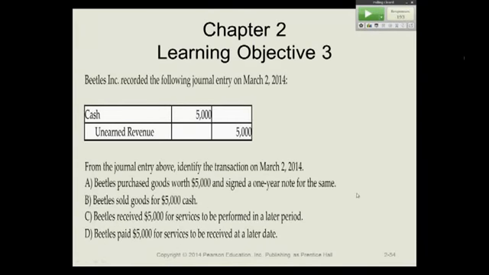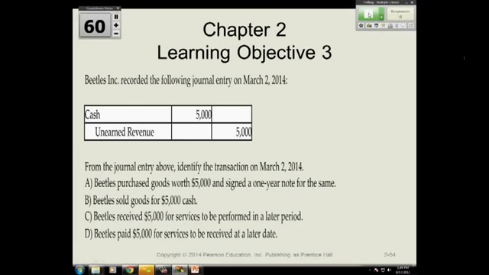All right, so we have a company now, Beatles Inc., makes the following entry, and I want to know, they debit cash, credit unearned revenue, and I want to know what's the transaction for that journal entry. What would be the transaction for that journal entry?